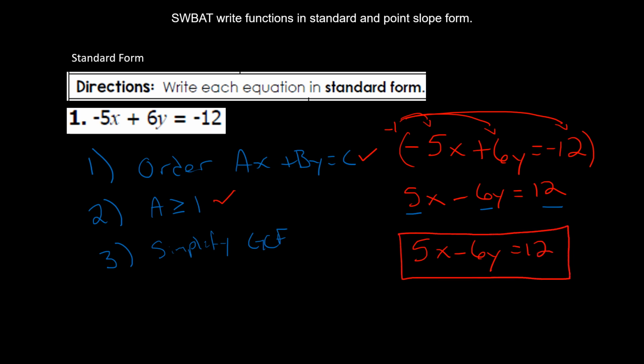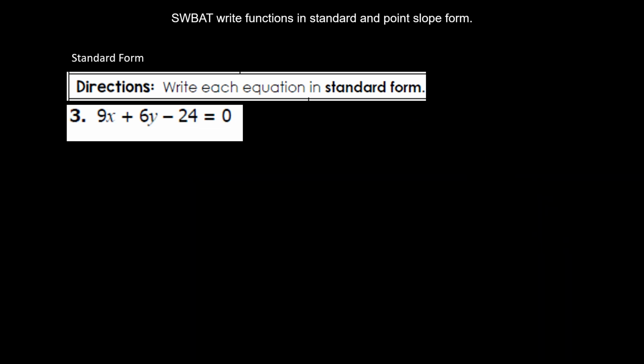And this is our equation in standard form. Let's try another one. So when we're looking over this problem, we want to make sure that we follow the same steps, right? So step 1, we want to make sure we have the correct order. So that would be ax plus by equals c. Our second step is we want to make sure that our a value is greater than or equal to 1.